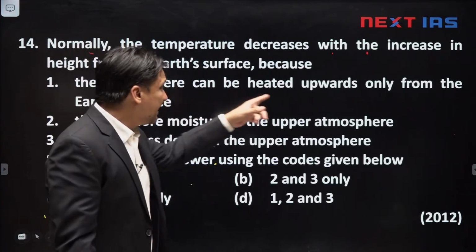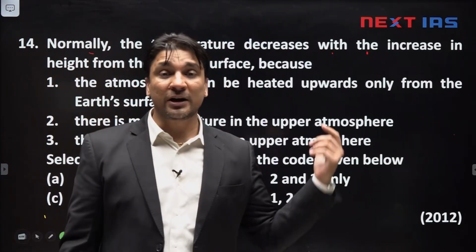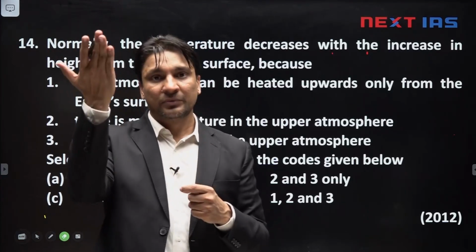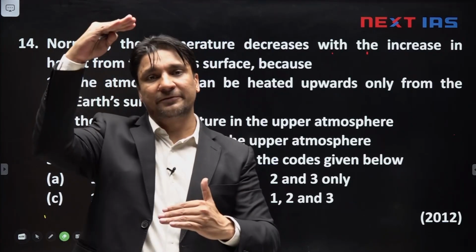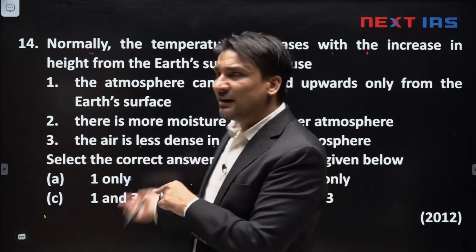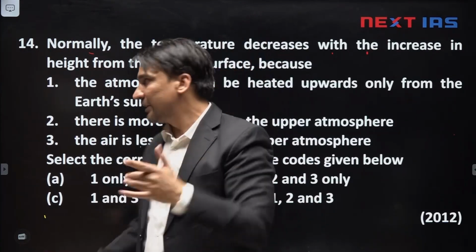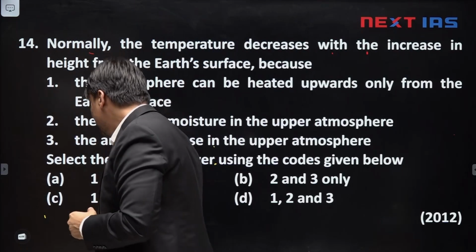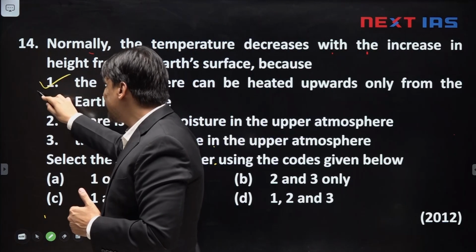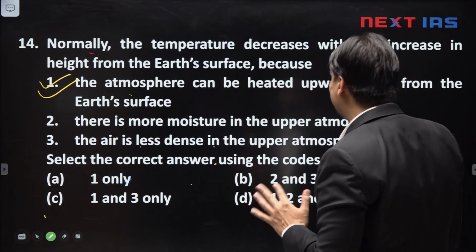The atmosphere can be heated upwards only from Earth's surface. Yes, this is true for the troposphere or lower atmosphere. It is heated by Earth's surface only through terrestrial radiation, and that's why as we move away from Earth's surface, as we gain height, temperature decreases. If this area had been heated by direct solar radiation, temperature would have increased with height. So definitely this is one of the reasons why temperature in the atmosphere generally decreases with height. So this is a correct statement.